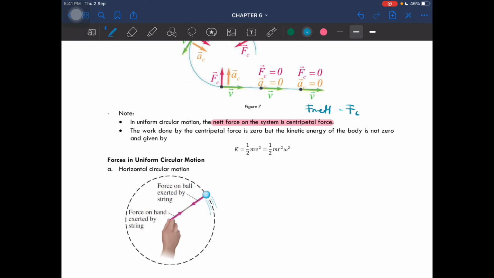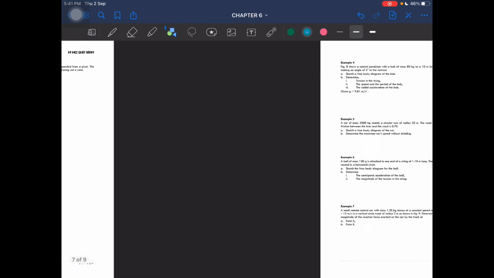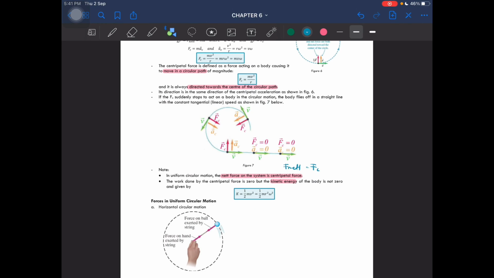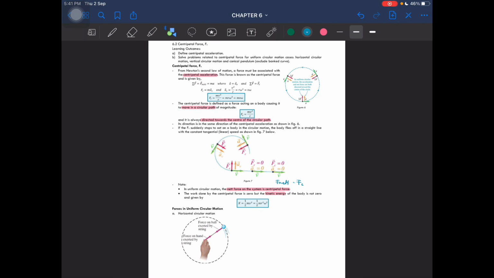However, the kinetic energy is not 0. There is a presence of kinetic energy, and how you calculate it is by using this formula here. Right, so I'll go into forces in uniform circular motion in the next video.